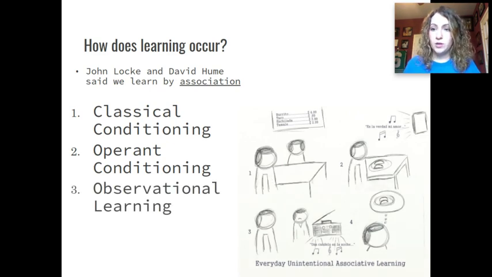So there are three ways that we learn through association. There's classical conditioning, which this lesson is about today. There's operant conditioning, which will be probably tomorrow. And then observational learning, which is really quick, the day after that. So today we're talking about classical conditioning, but there are three types: classical, operant, and then observational learning.